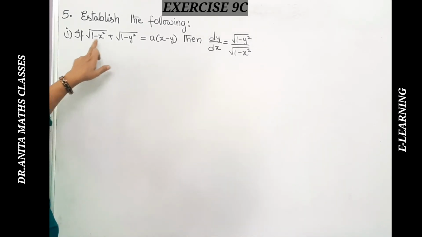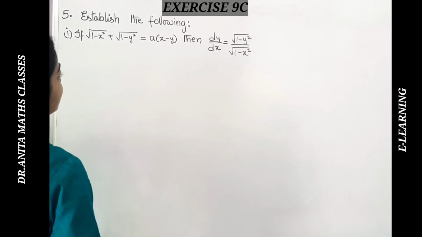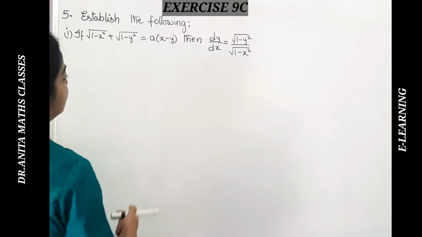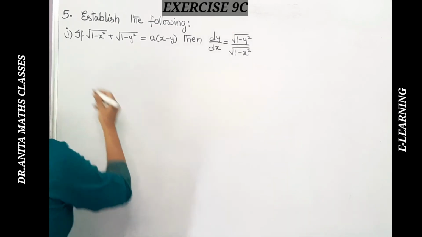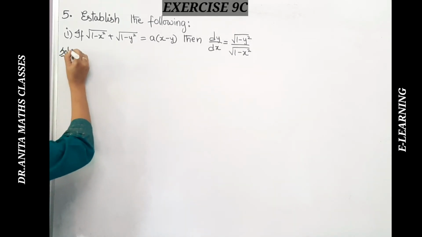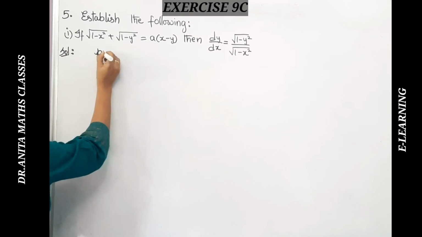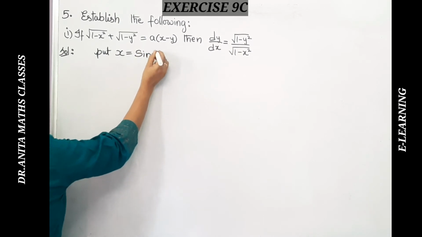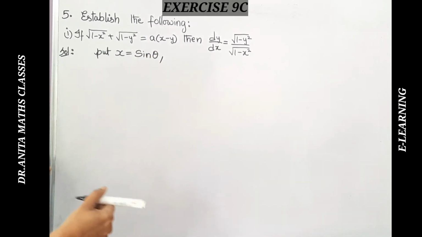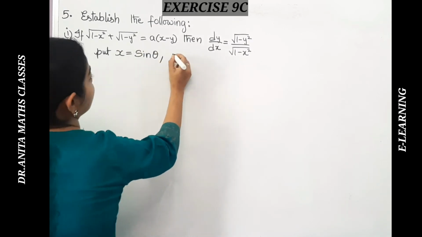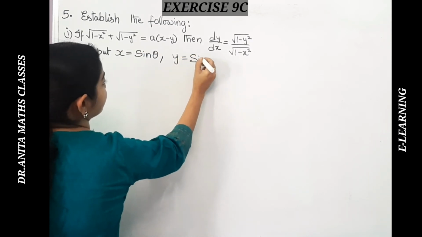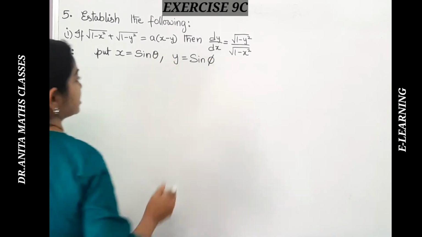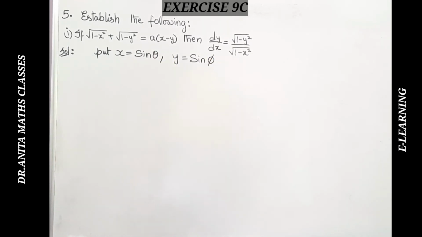Now here, if you see this function, there are two functions, so let me suppose one function as sine of something and the other as sine of something else. Let us start. Put x equal to sine theta. Now we will take another angle, so y equals sine phi. I am taking this as sine phi. So this is sine theta and this is sine phi.